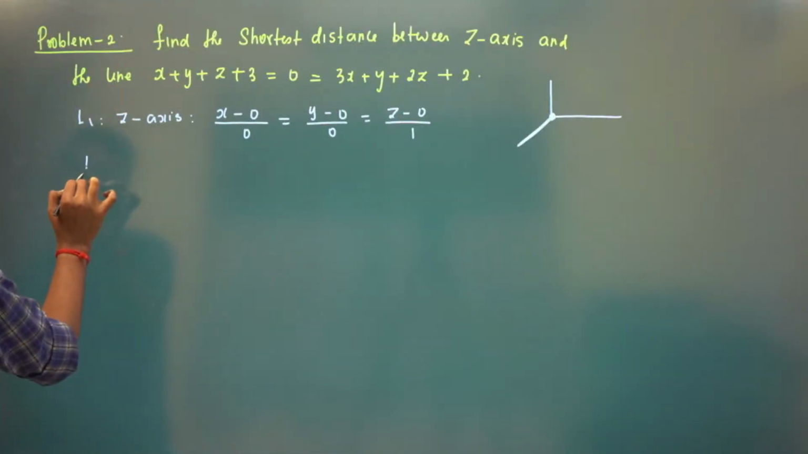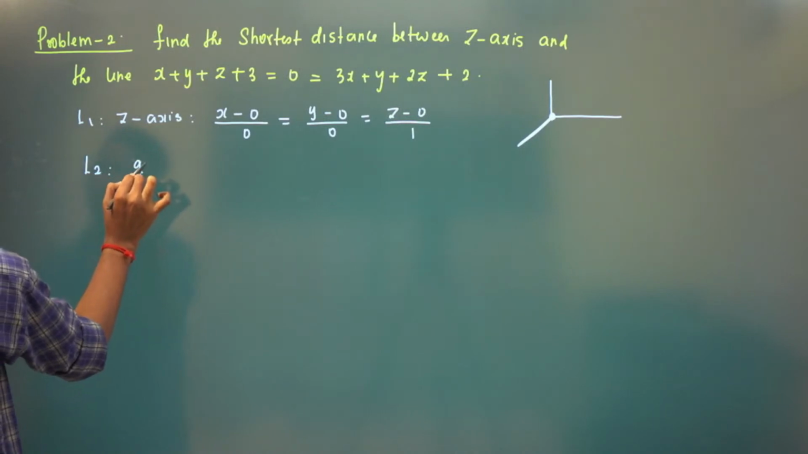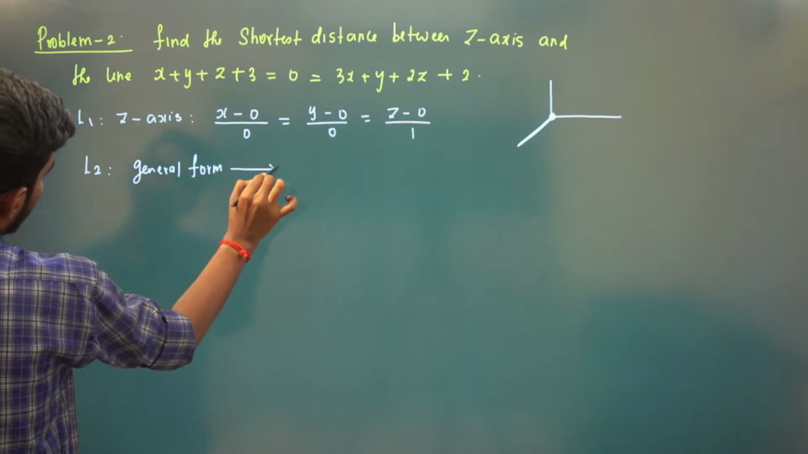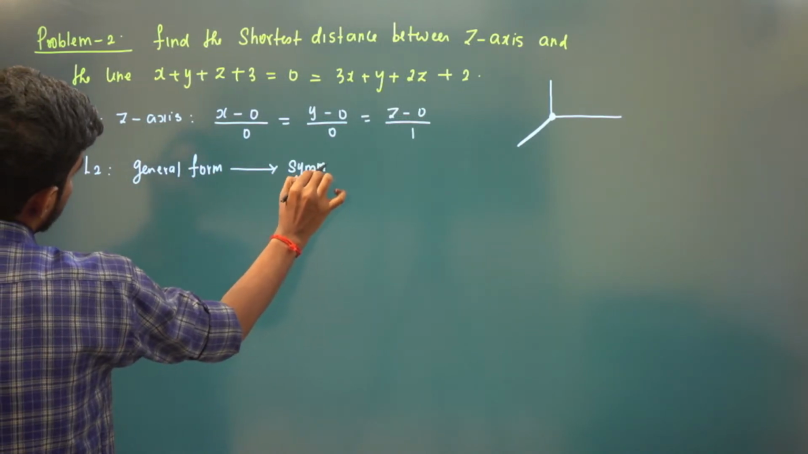Now what is L2? L2 is in general form. We will convert that to symmetrical form first, right?